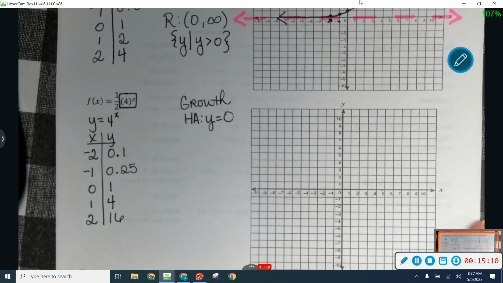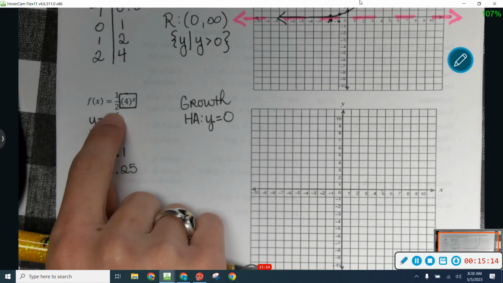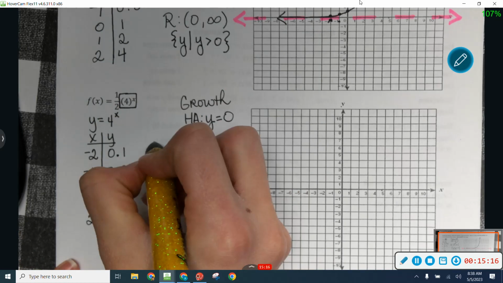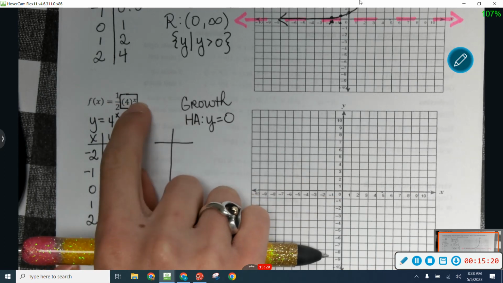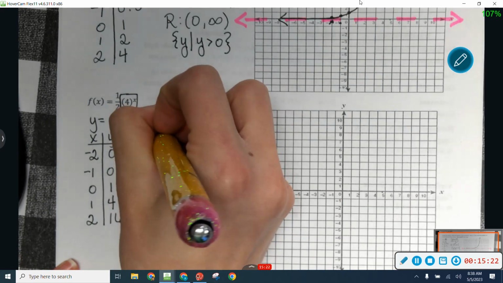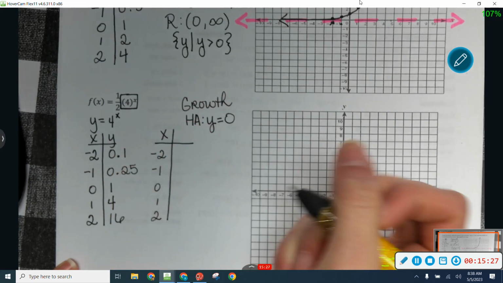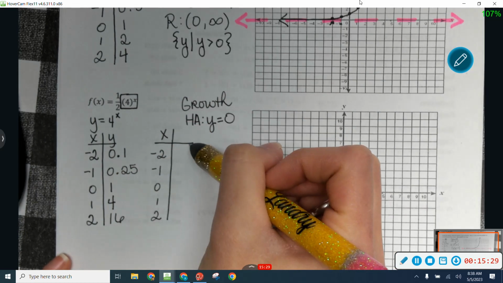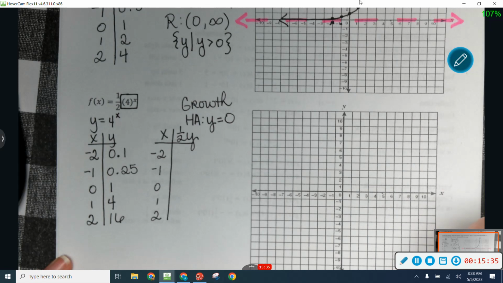Okay? That's not what I'm graphing, right? I have a transformation here. So I'm going to build my transformation table. So we're going to look at our x. Is anything happening to my x? No, so they stay the same. Your y, what's happening to y? So it should be 1/2 y. Y'all remember doing this? Hopefully.